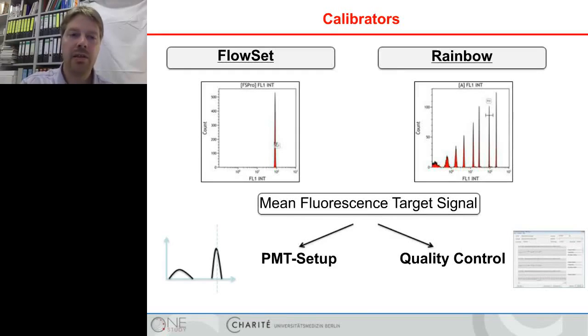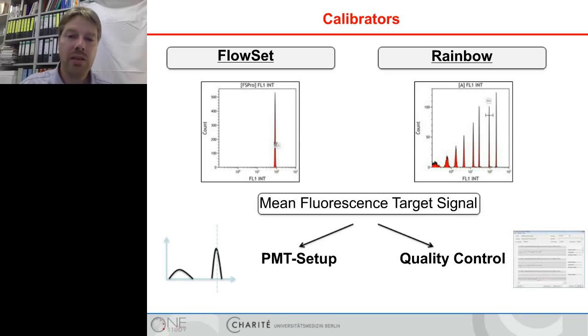After finishing the validation procedure, we started the standardization, and therefore we had to choose a calibrator. In our study, we are using flow cell beads, synthetic bead particles with a defined MFI value for each channel, but you can also use other synthetic beads like the rainbow beads. It gives you also defined MFI values for all of the fluorescence channels.